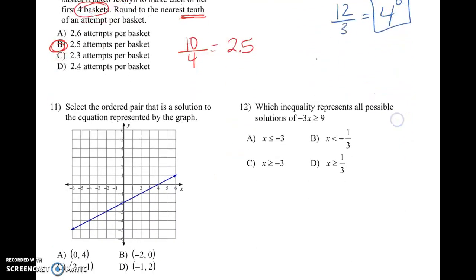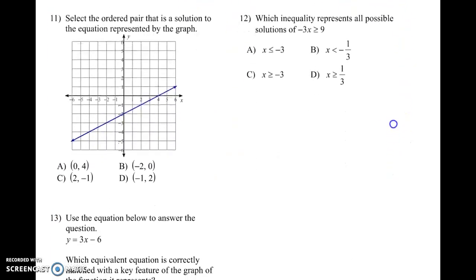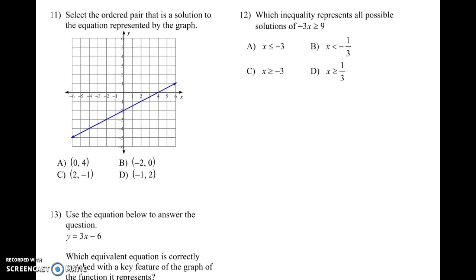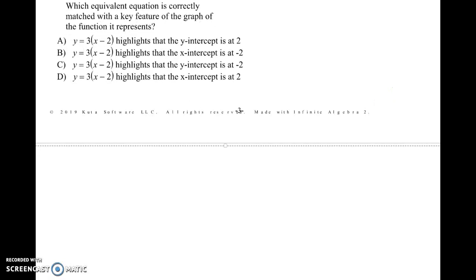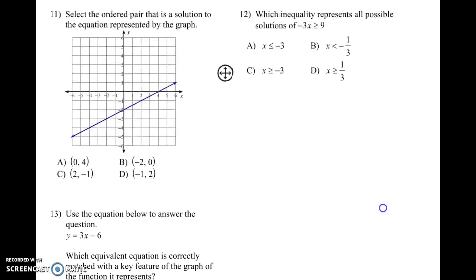All right, for the remainder of these questions, these are ones that you've seen on the other two practices, or similar, I should say, to the other two practices. So I'm not going to go ahead and do these. I'm going to leave those for you to do. Good luck.